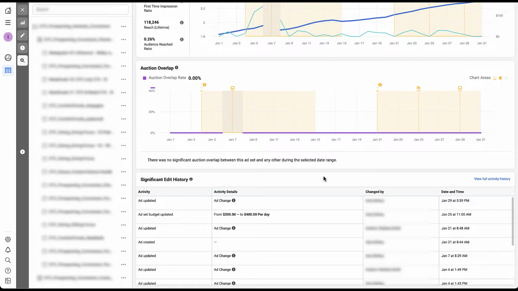That data is invaluable on Facebook, and it's super important when it comes to optimizing your campaigns. So hopefully you are just as impressed with this Inspect tab as I was, and this overview is going to help you make a lot better decisions in your Facebook ads accounts.